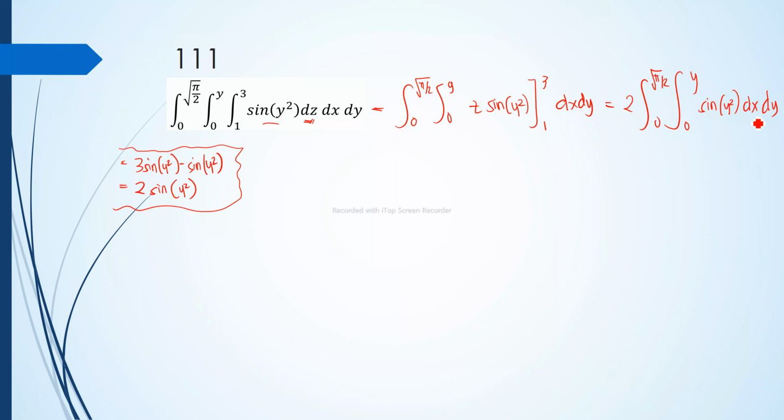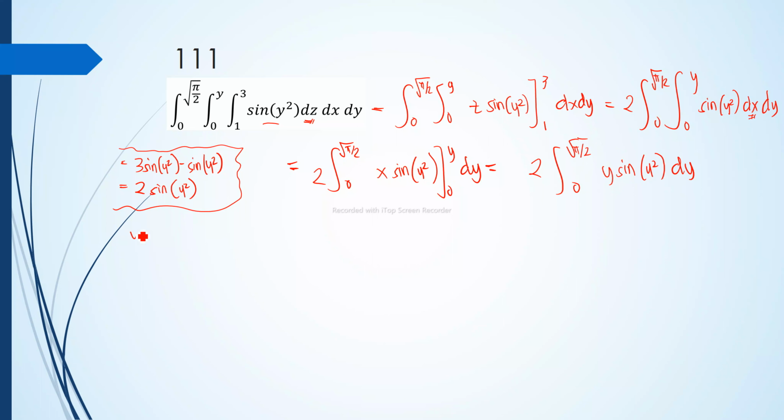Now, we are asked to find the integral with respect to x. Since y is our other variable, we need to consider the function as a constant. So that is just equal to integral of 0 to square root of pi over 2, and then we have the x. Okay, don't forget the 2 again. 2x sine y squared, evaluated from 0 to y, dy. So if x is 0, that becomes 0. And if x is y, I will just substitute, then that becomes 2y sine y squared dy.